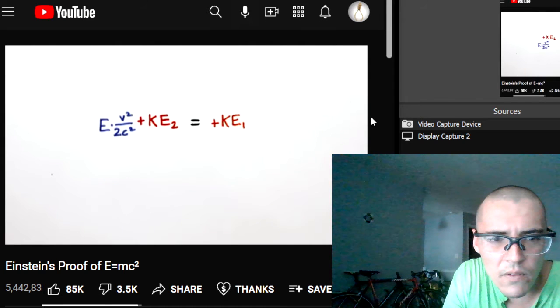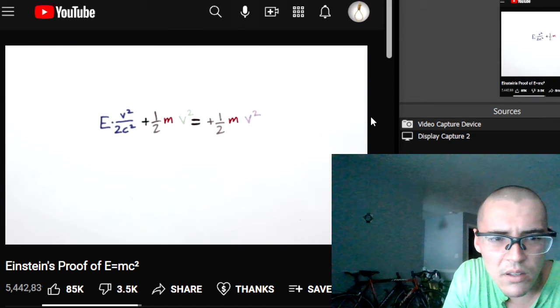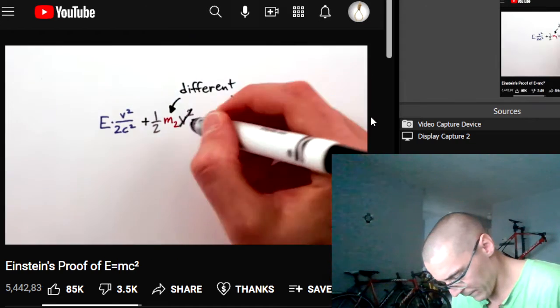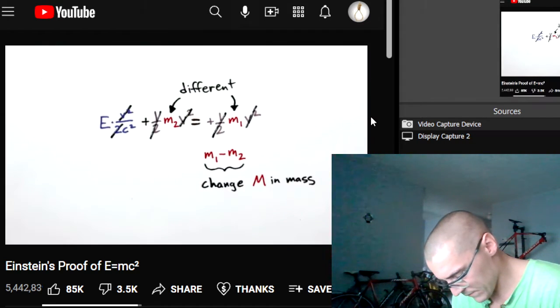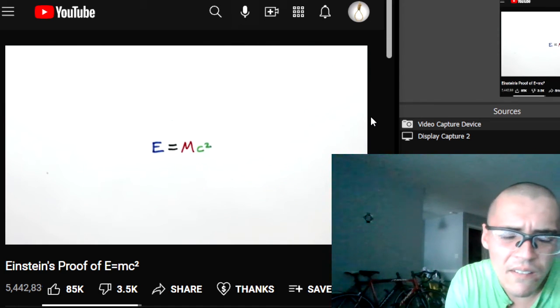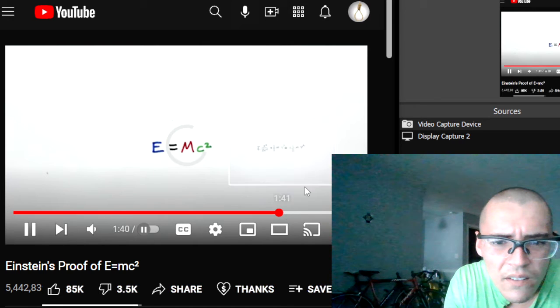Rearranging, we see that the kinetic energies before and after the flash must be different. And the kinetic energy of an object is 1/2 of its mass times its velocity squared, but we know that the velocity was the same in both cases. So in order to account for the difference, the cat's mass must change when it emits the flash of light. Now, if we cancel things out, you can see that the change in mass of the cat must be equal to the energy of the light emitted divided by c squared. Or, as you've heard before, E equals mc squared.